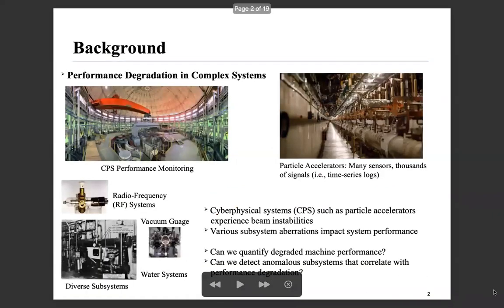Complex cyberphysical systems, such as particle accelerators, contain thousands of sensors that give rise to time series logs, that is, signals. These machines contain diverse heterogeneous subsystems, such as water systems, vacuum gauges, and RF cavities, or radio frequency systems, that coordinate together to generate a high energy beam.